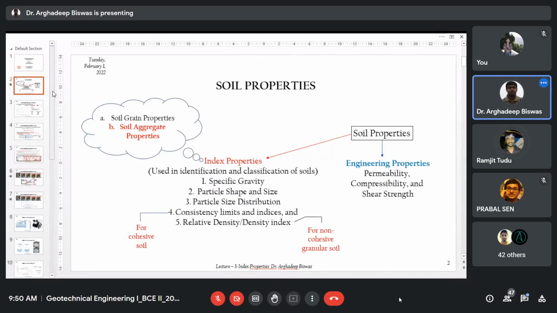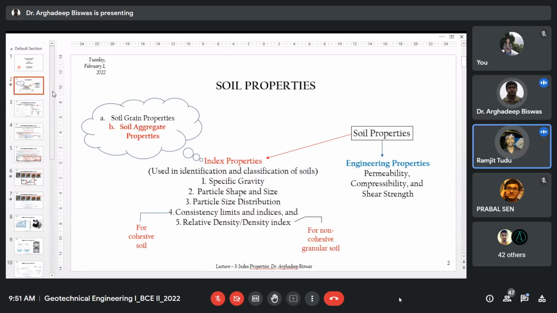Sir, specific gravity also. No, specific gravity, you will find it out. Specific gravity is a very basic thing. You should know to find it out.